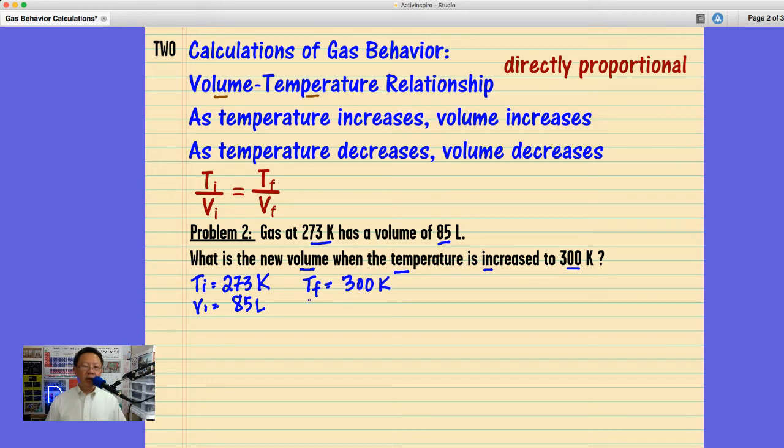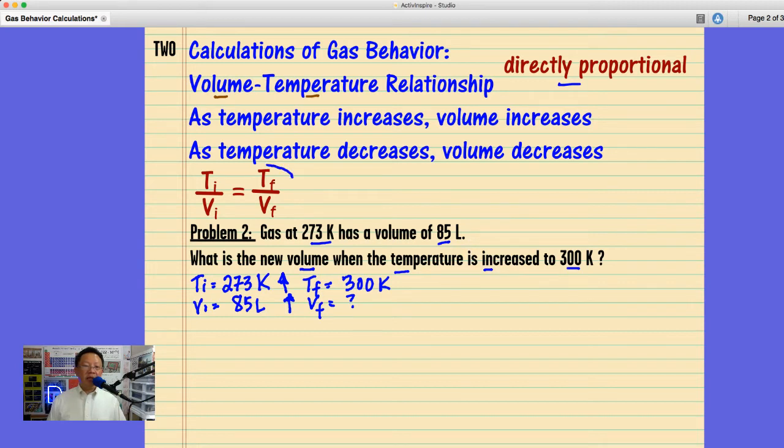And the new volume, the final volume, is what we are calculating. And so this has to increase because the temperature also increased. Remember, this is a directly proportional relationship. All right. With that said, let's go ahead and calculate for the final volume.